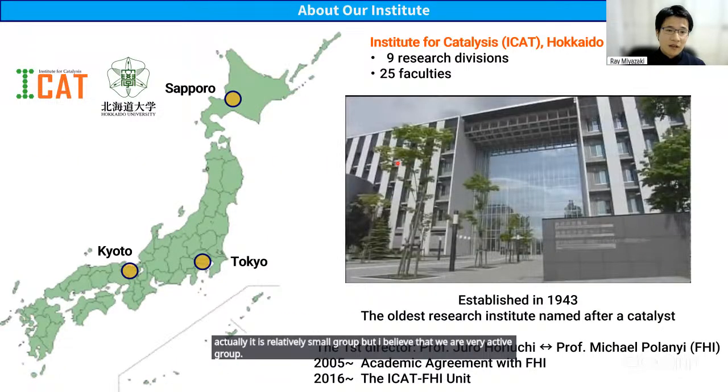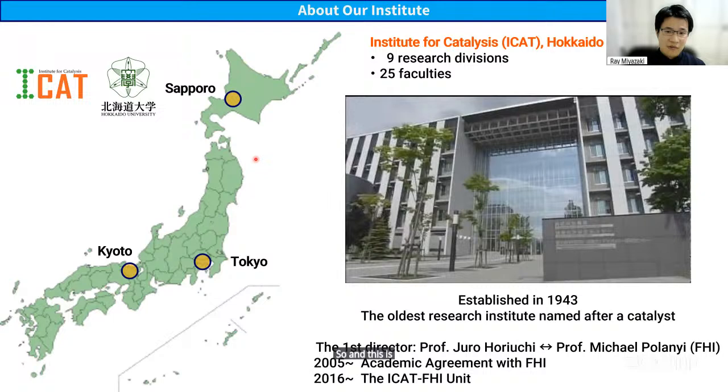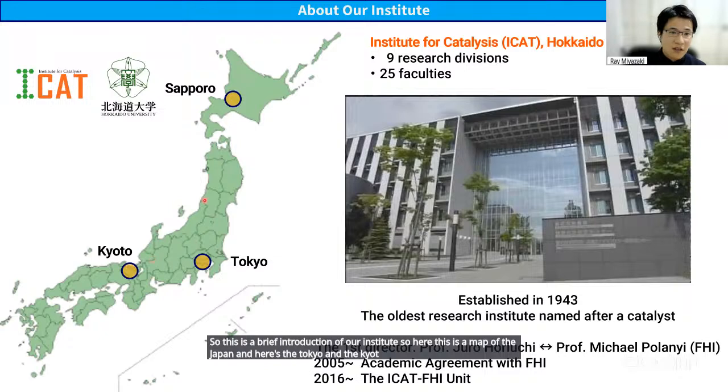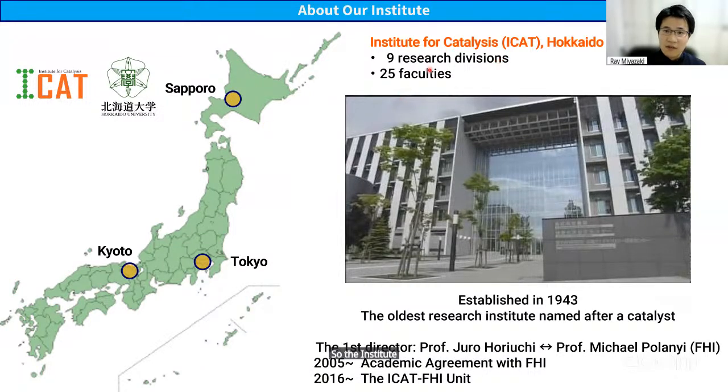So, this is a brief introduction of our institute. Here is a map of Japan, and here are Tokyo and Kyoto on the main island. But our institute is located here, in Sapporo City, in the northern island of Japan. The Institute for Catalysis has 9 research divisions with 25 faculties.